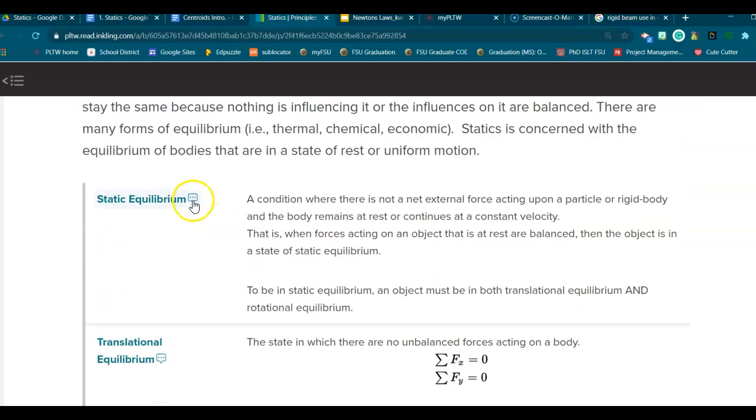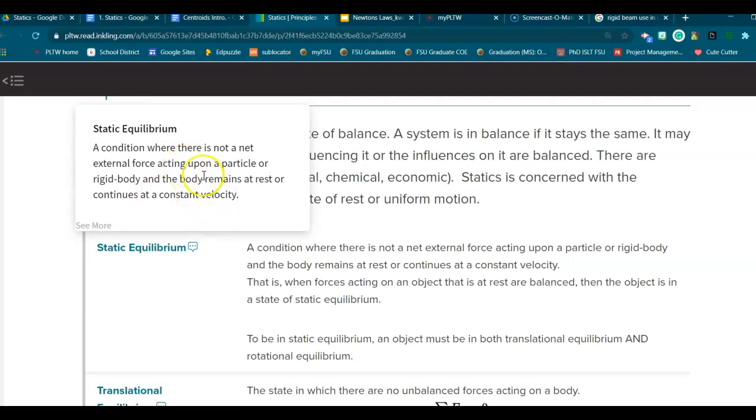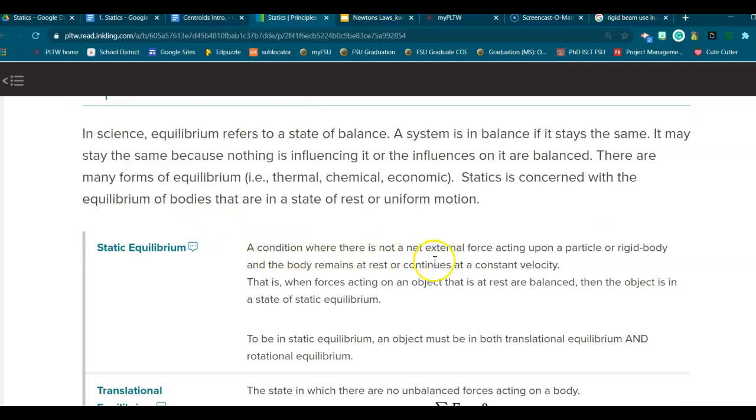Okay, so we have static equilibrium, and we've got some definitions we need to put down. I'm just going to read here, and you want to pause, put this in your notes, please. Static equilibrium is a condition where there is not a net external force acting upon a particle or rigid body, and the body remains at rest or continues at a constant velocity. That is, when force is acting on an object that is at rest or balanced, then the object is in a state of static equilibrium. So think of a lever like a seesaw, kids going up and down on one side. If they get it to balance perfectly and it's not moving, that's equilibrium.